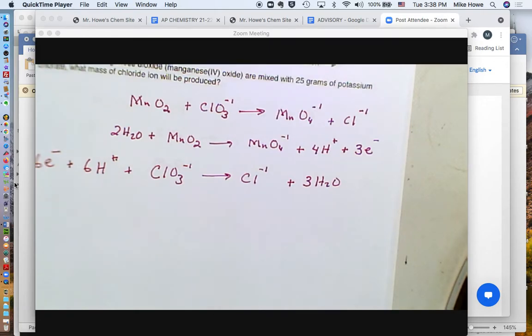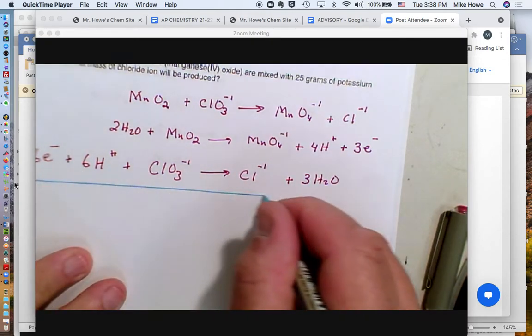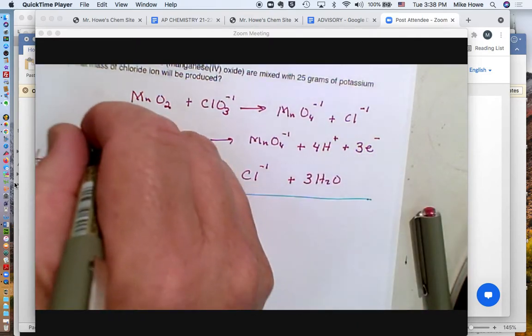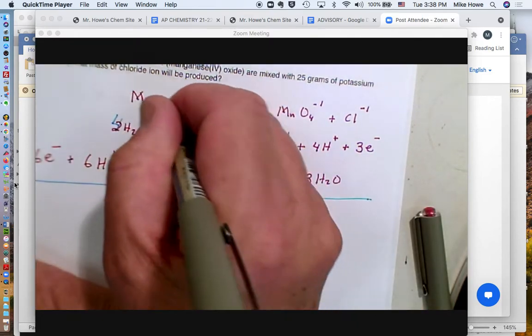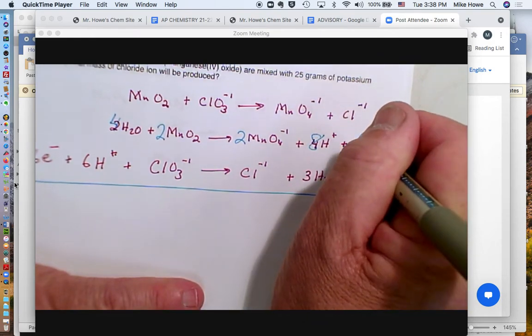So that brings us to the point where we can add our 2 equations together. Oh, well, almost. We have to multiply the top equation by 2 because there's 3 electrons here and 6 here. So this is going to become a 4. That's a 2. That's a 2. That's an 8. And that's a 6.